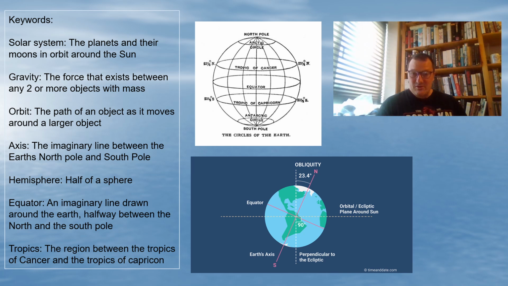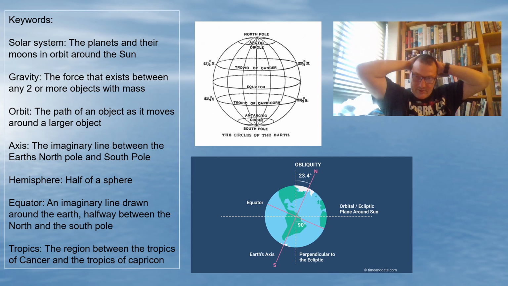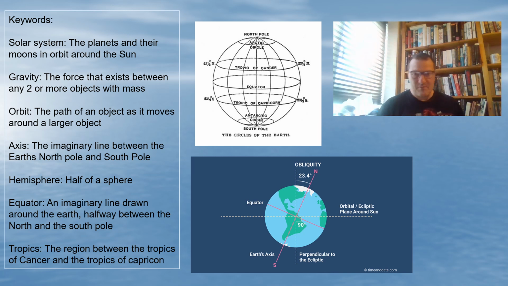Then they talk about gravitational pull. It's something we will have to look at a lot when we get to the chapter on tides, and it's basically the fact that any object with mass will have a gravitational pull on any other object with mass. But since gravity is such a weak force, we don't feel it between us, but with huge objects like suns and planets, the gravitational pull becomes a very strong force. Orbit is the path an object moves around a larger object. So Earth orbits around the Sun and the Moon orbits around Earth.